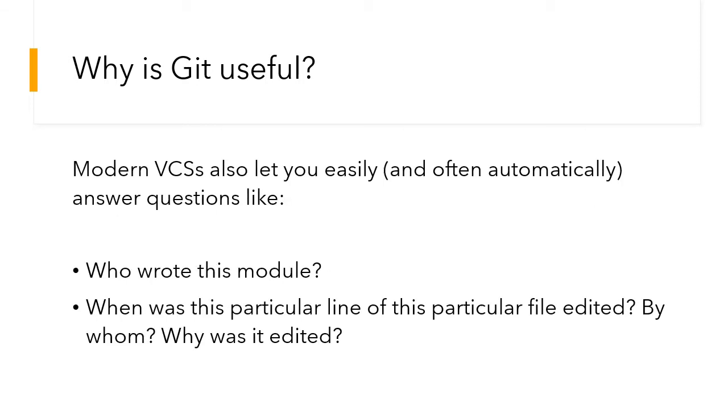Even when you're working by yourself, it can let you look at old snapshots of a project, keep a log of why certain changes were made, work on parallel branches of development, and much more. When working with others, it's an invaluable tool for seeing what other people have changed as well as resolving conflicts in concurrent development. Modern VCS also lets you easily answer questions like who wrote this module? When was this particular line of this particular file edited? By whom? Why was it edited?